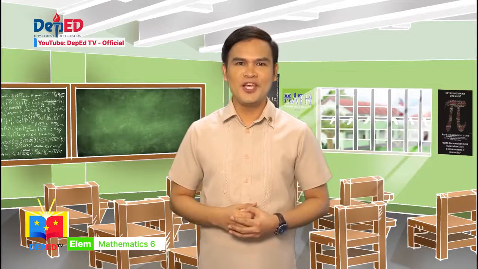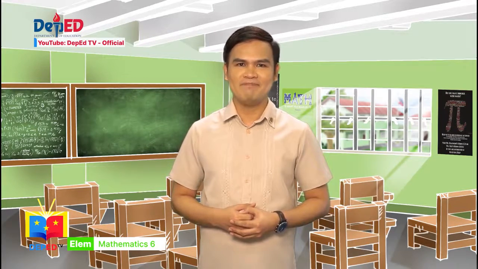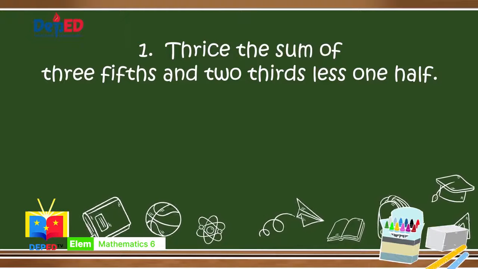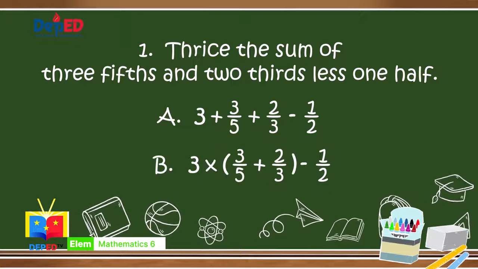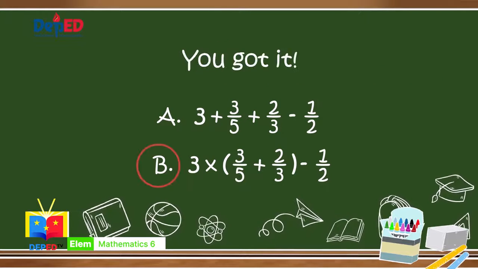Let us try if you can do our first activity. Number 1. Thrice the sum of 3/5 and 2/3 less 1/2. Is it A, 3 plus 3/5 plus 2/3 minus 1/2? Or B, 3 times the group of 3/5 plus 2/3 minus 1/2? You got it! It's B.